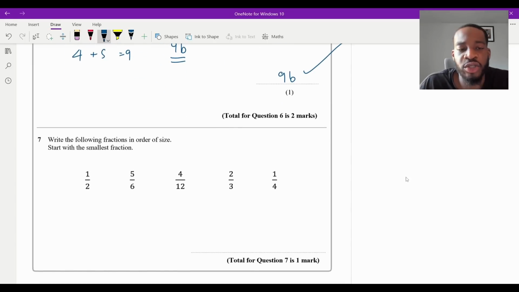Write the following fractions in order of size. Start with the smallest fraction. So again, we're dealing with fractions and they've all got different denominators. When they have different denominators, it's difficult to compare them, right? When they have the same denominator, it's easy because you just look at the numbers on the top.